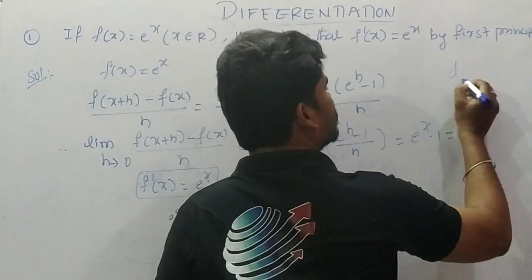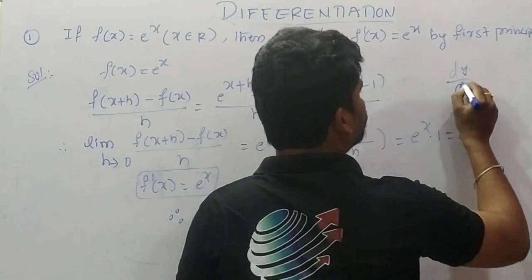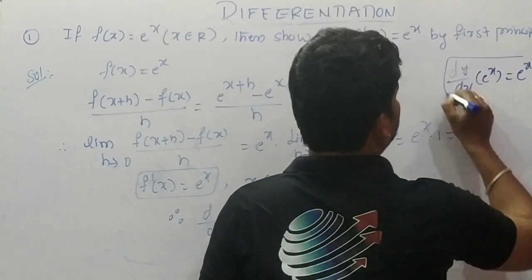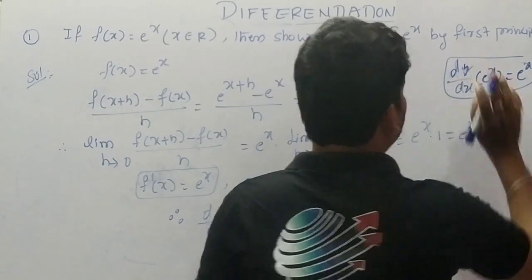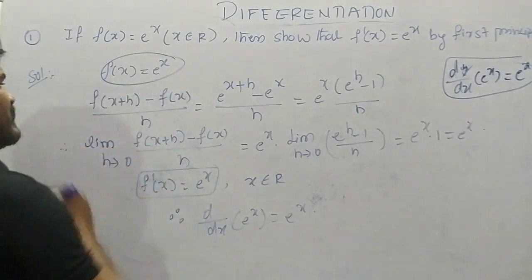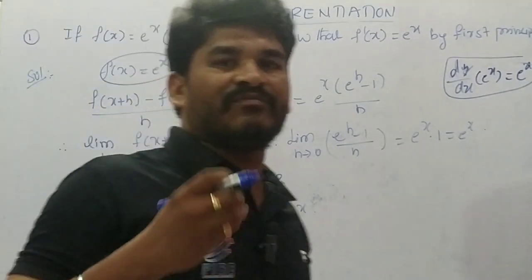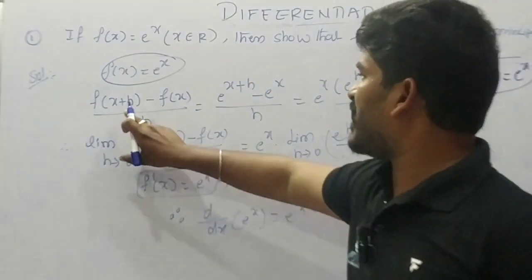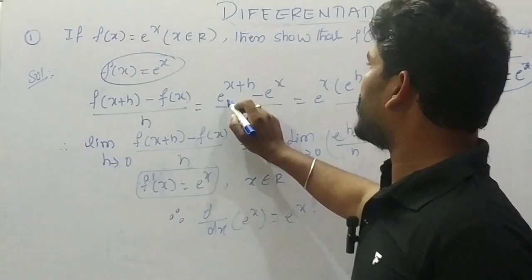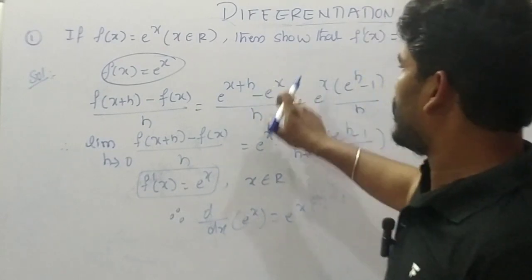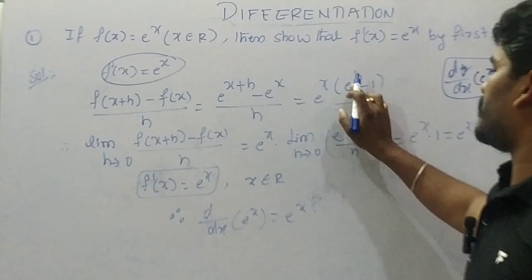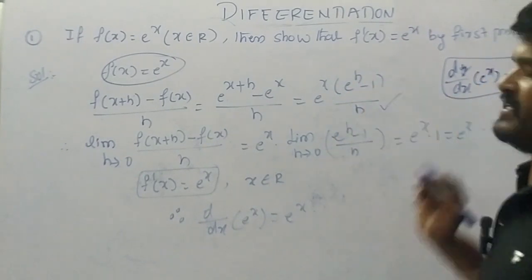We know that the differentiation dy by dx of e power x equals e power x. So this is a formula. Here f of x equals e power x, and by the standard formula, f of x plus h minus f of x divided by h equals e power x plus h minus e power x divided by h, which equals e power x into e power h minus 1 divided by h.